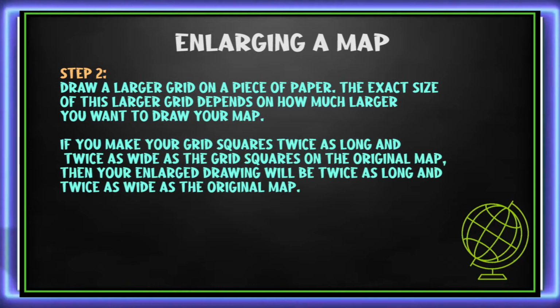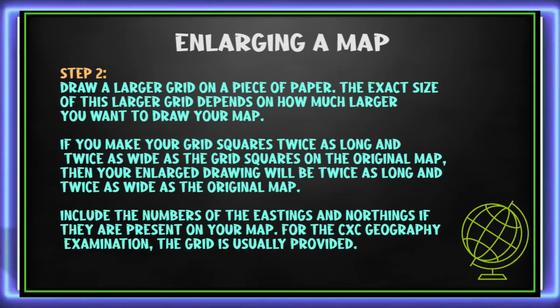Now, if you make your grid squares twice as long and twice as wide as the grid squares on the original map, then your enlarged drawing, as I mentioned before, will be twice as long and twice as wide as the original map. Include the numbers of the eastings and the northings if they are present on your map. Now remember, for the CSEC geography examination, the grid is usually provided. All right?